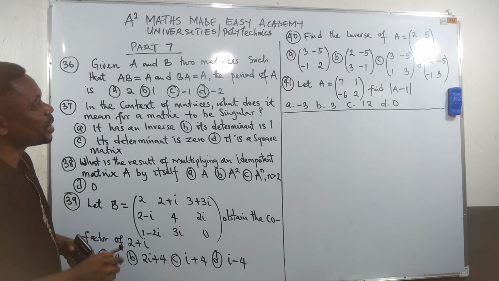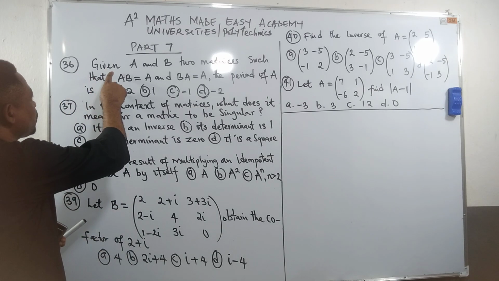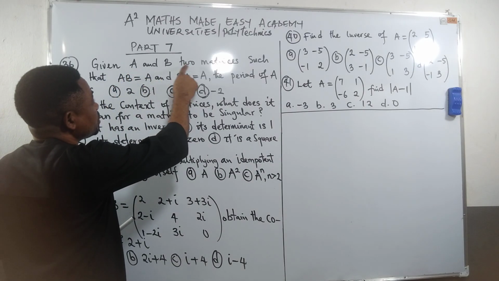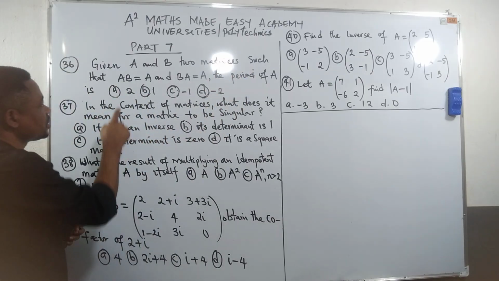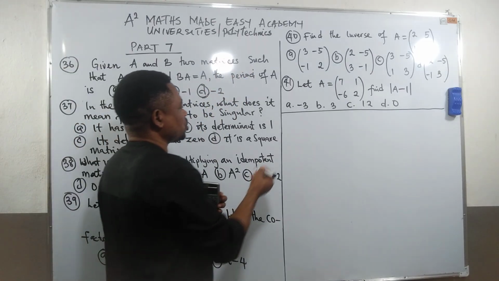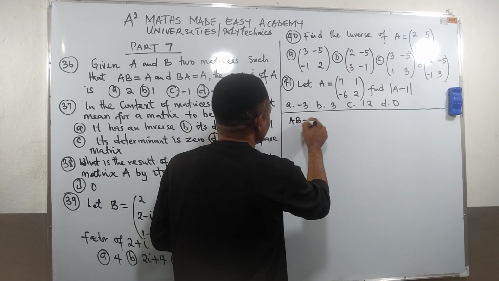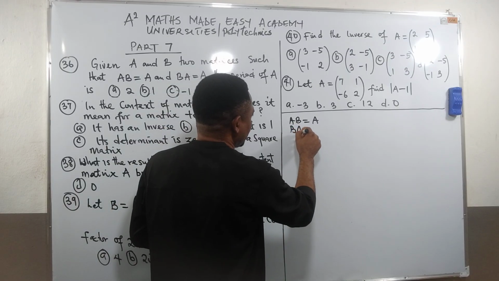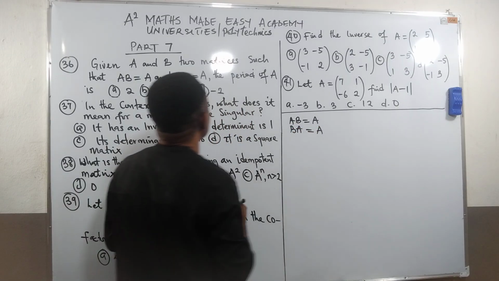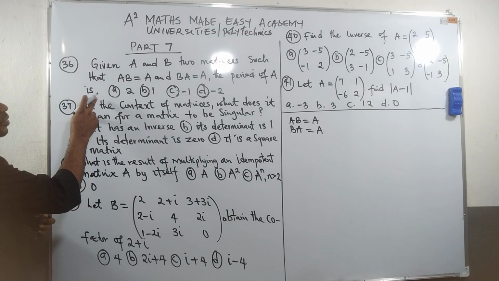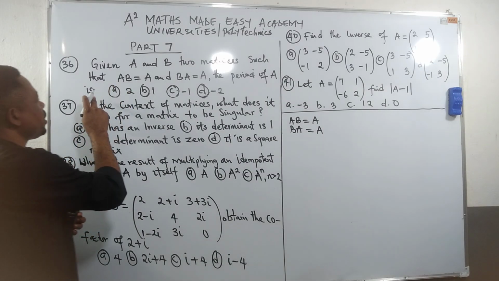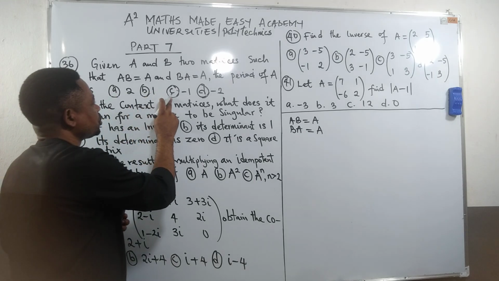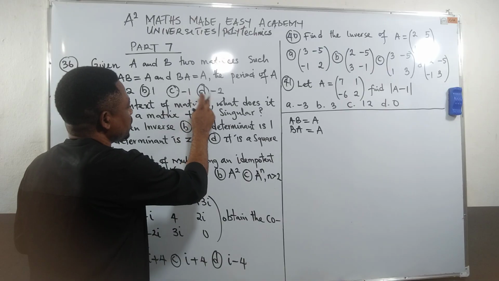Now this is A Square Maths Made Easy Academy. The question said, given A and B, two matrices such that matrix AB is equal to A, and matrix BA, when you turn it around, still produces A. Are you with me? Now the periodicity of A is option A 2, option B 1, option C -1, option D -2.